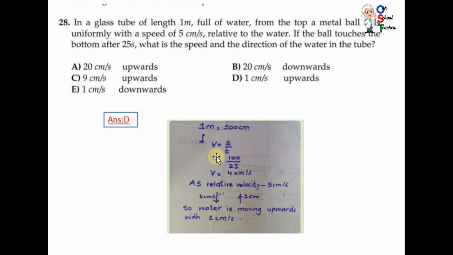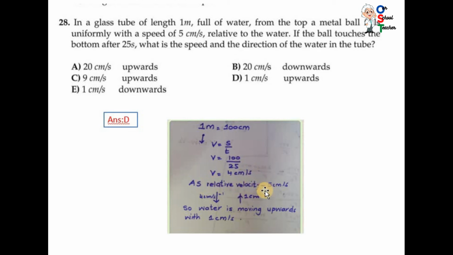Question number 26. If you try, you can find the answer. Just look at the relationship or just read the calculation as well. V is equal to S upon T. This is a formula. V is equal to 100 divided by 25. 1 meter is equal to 100, and 25 seconds is the time. 100 divided by 25 is 4 centimeter per second. This is the velocity.